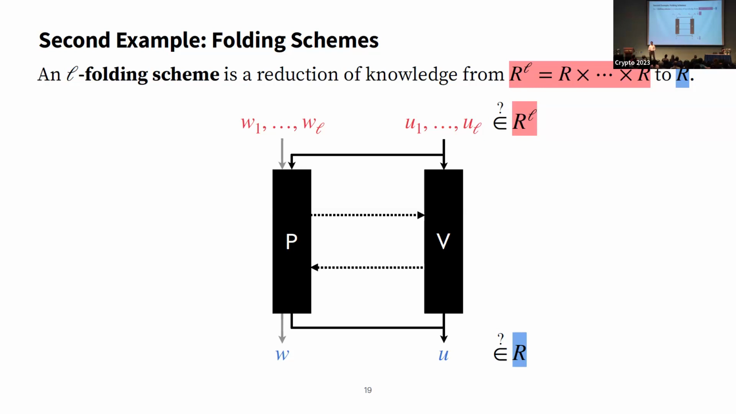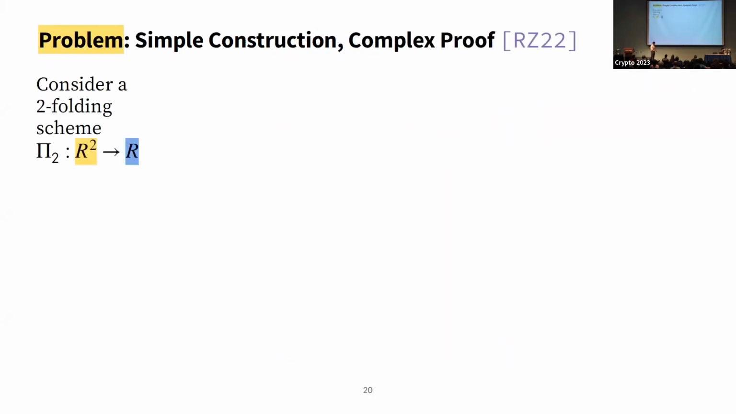of that relation. Now, recently, Ruffles and Zacharakis show that it's possible to bootstrap a two-folding scheme, that is, one that takes two instances and folds them down to a single instance, to build an L folding scheme.